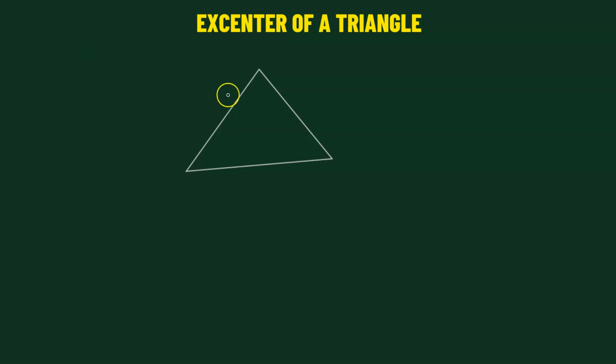Let us define the excenter of a triangle. We'll begin by considering a triangle ABC. So here we're considering a scalene triangle. Now let the coordinates of each of the vertices be given by x1, y1 for A, the coordinates of B will be x2, y2, and the coordinates of C are going to be x3, y3.